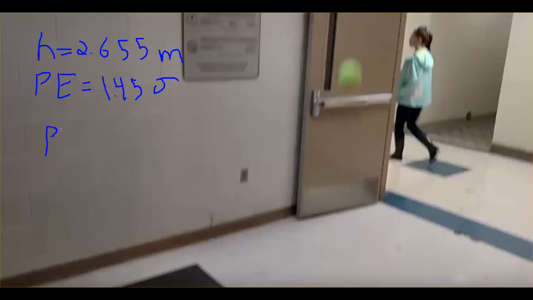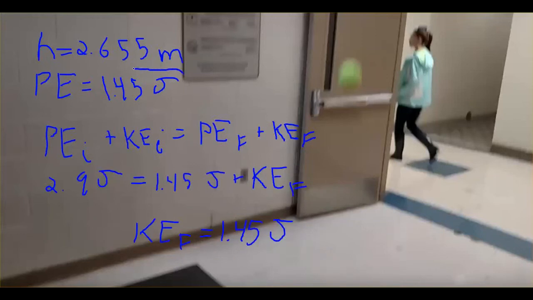At this point, we are at a height of half of our maximum height, or 2.655 meters. At this point, our potential energy is halved because we are at half the height. So instead of 2.9 joules, we are at 1.45 joules for our potential energy. Due to conservation of energy, our kinetic energy is going to have to be the exact same, since in total, they must add up to 2.9 joules.